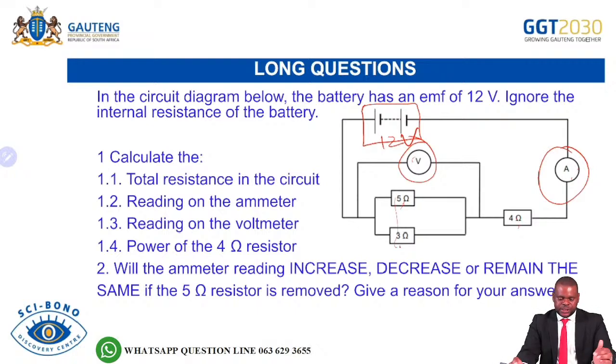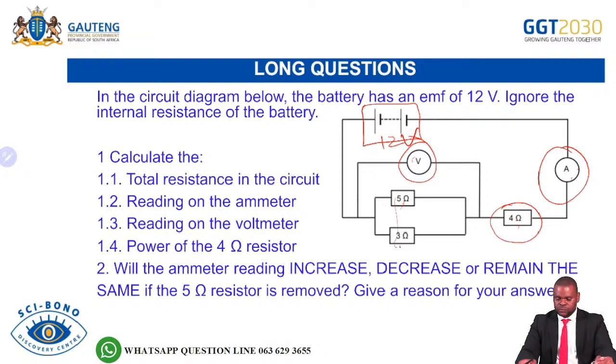Now, let's continue. 1.2, we need to calculate the reading on the ammeter. 1.3, we need to calculate the reading on the voltmeter. Then 1.4, we calculate the power of the 4 ohm resistor. This is the 4 ohm resistor. Then number 2 says: will the ammeter reading increase, decrease or remain the same if the 5 ohm resistor is removed? If we remove this, will the ammeter reading increase, decrease or remain the same?